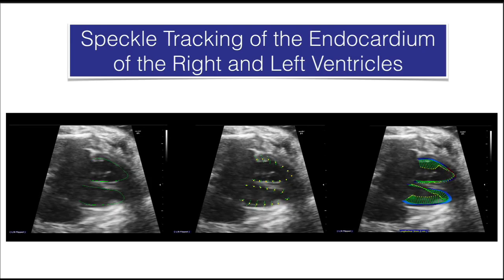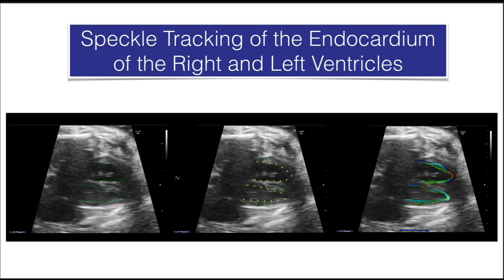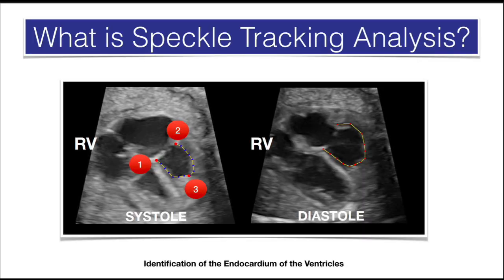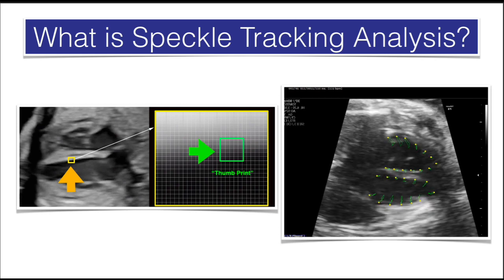Speckle tracking analysis evaluates movement of the endocardium during the cardiac cycle. Using the right ventricle as an example, the user simply places the cursor at the base of the ventricle, points 1 and 2, and at the apex, point 3. This then activates the software analysis to compute the endocardial borders at end systole and end diastole. Once the yellow lines identify the contour of the endocardium, the user can adjust each point of the contour as needed. What does speckle tracking mean?